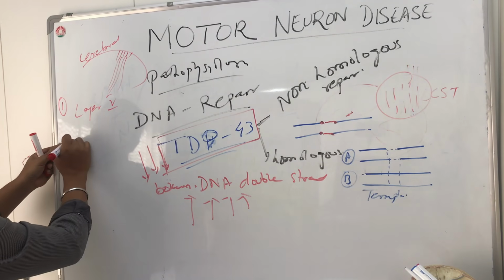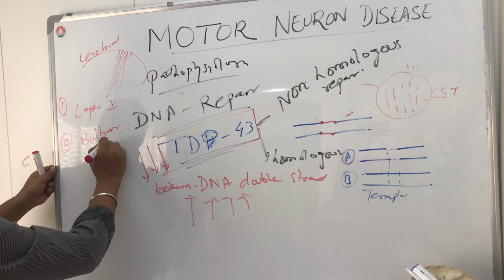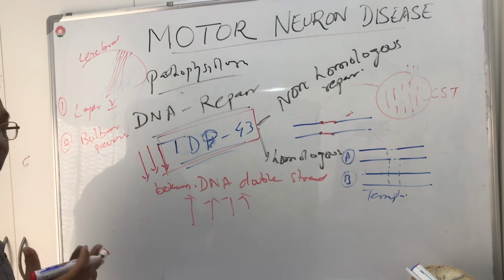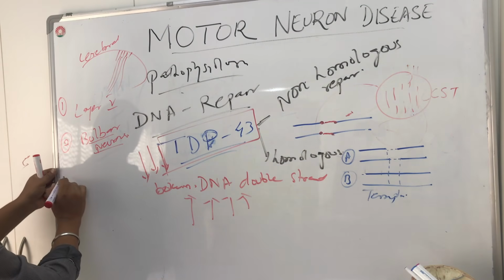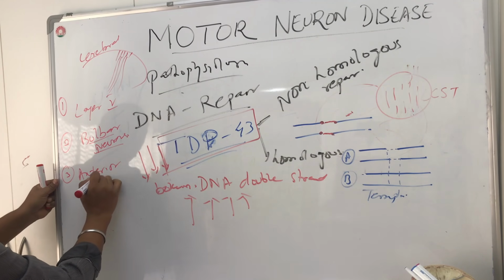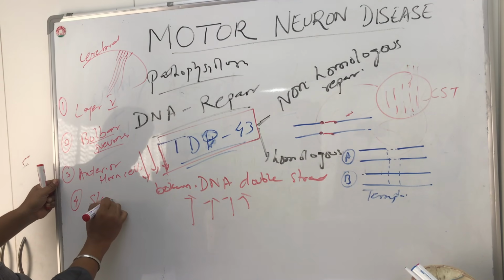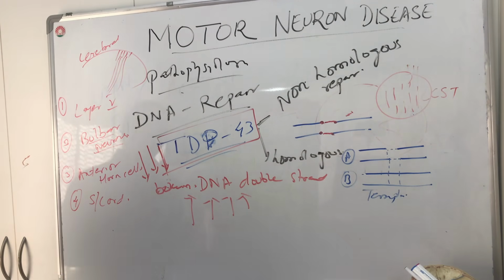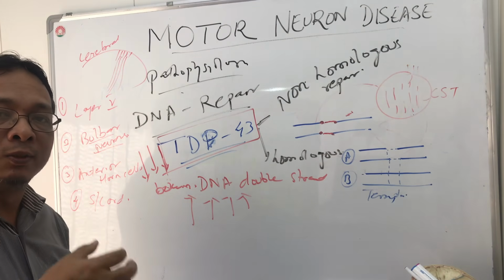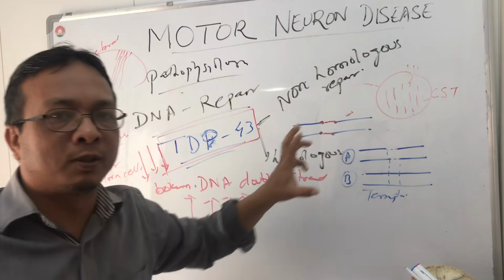Then going down, it can occur in the bulbar neurons in the medulla, which is responsible for all our face, head and neck muscles. Then it can occur in the anterior horn cells, and it can occur in the spinal cord. So in all these 4 places, what happens? The motor neurons start dying. Why are they dying? Because the cell machinery has stopped.